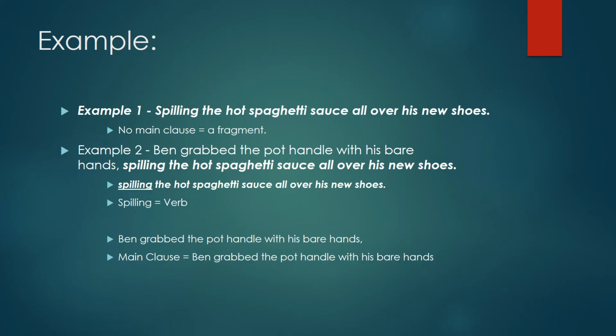Complete sentence. Let's see an example where we can easily distinguish between a fragment and a complete sentence. Example one says, spilling the hot spaghetti sauce over his new shoe. If we look into this sentence, we can easily see that the word spilling is a verb.